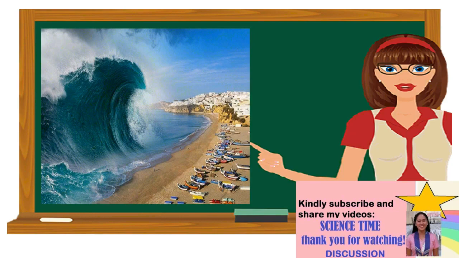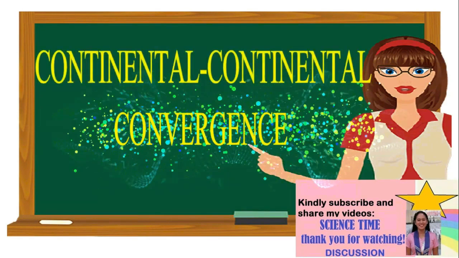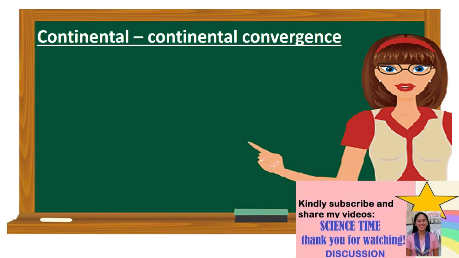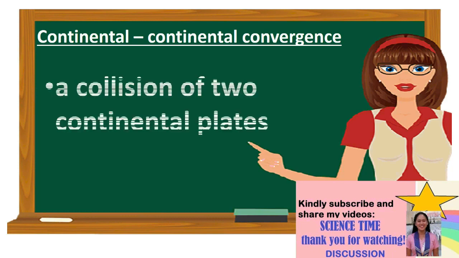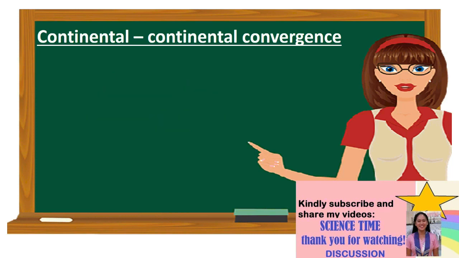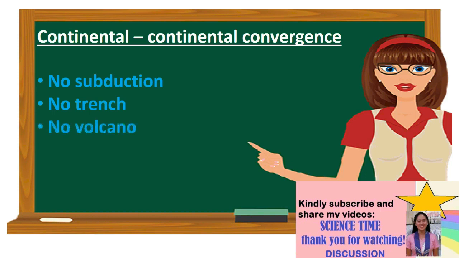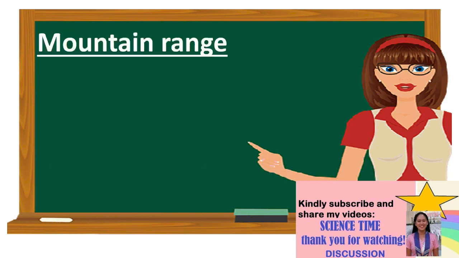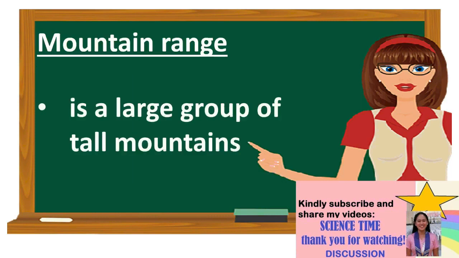The third type of convergence is continental and continental convergence. When two continental plates converge, a collision zone is formed. Unlike the other two types of convergent boundaries, there is no subduction for this particular type of convergence. No trench, no volcano, and definitely no island arc are created during this process. Instead, what is created is a large group of tall mountains called a mountain range.